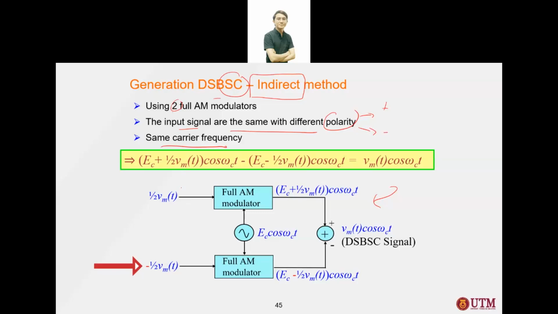Imagine we have half Vm(t). This is not always half; again, I would like to mention this is not always half. Do not take it as half, but the outcome of this should be clean. For example, half plus half, you will end up having one. So this way you have Vm cos omega c t.